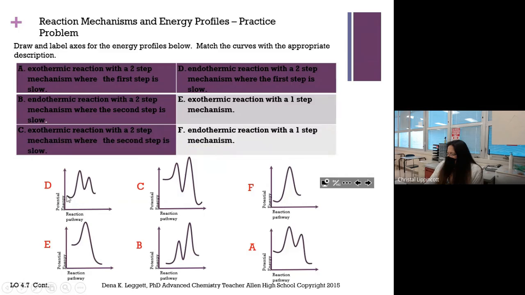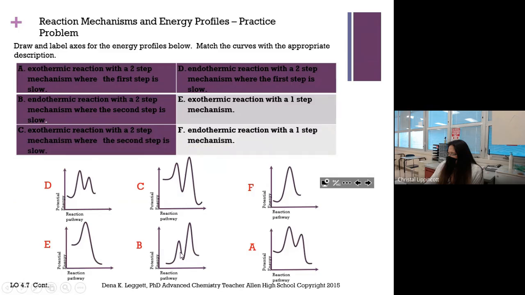So endothermic, you're going to end up with reactants that have a lower energy starting than your products end up with. So if you want to look for endothermic, that's what these are going to be. This is endothermic. This is another endothermic here. Everything else is going to be exothermic.